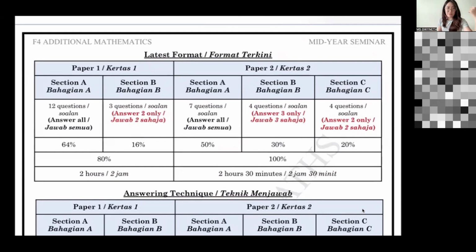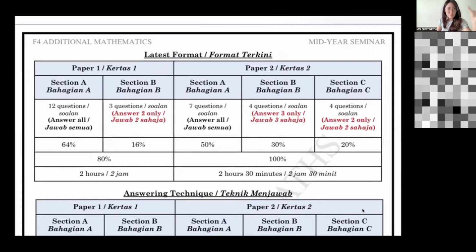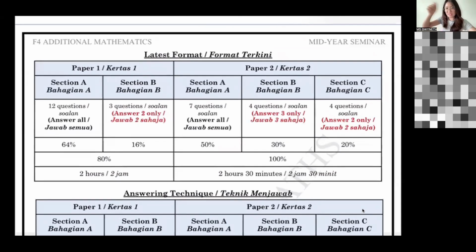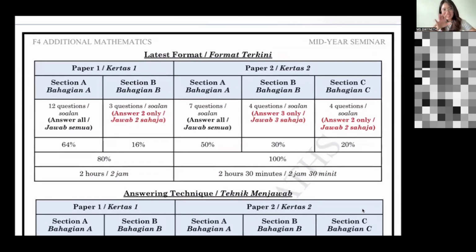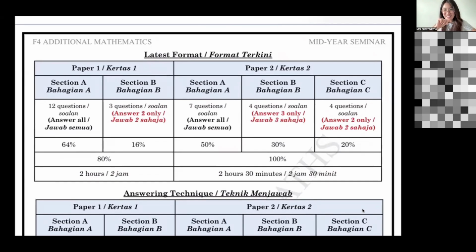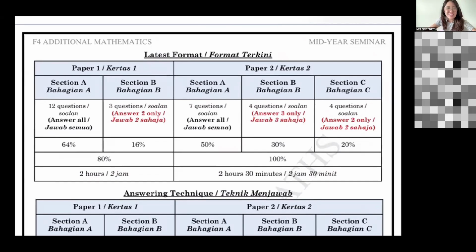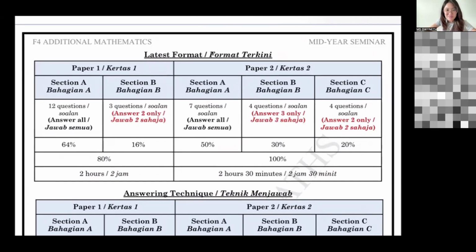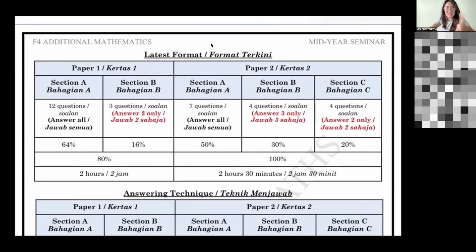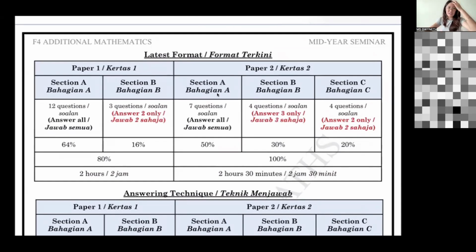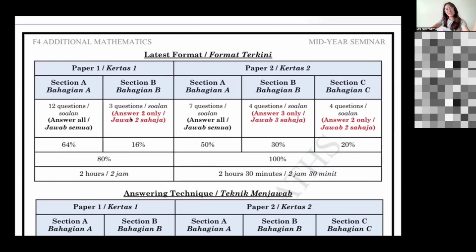Now you have paper 1 and paper 2. For Maths, paper 1 is MCQ, isn't it? You can select answers. But paper 1 in Add Maths, no such thing. Everything you have to write. They didn't follow, okay? But most likely you'll be having 2 papers also. Now, paper 1, you have Bahagian A and Bahagian B.